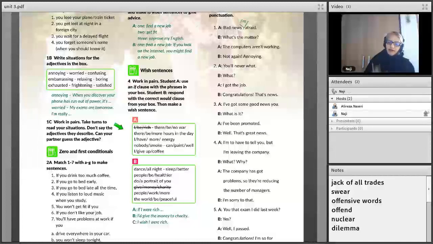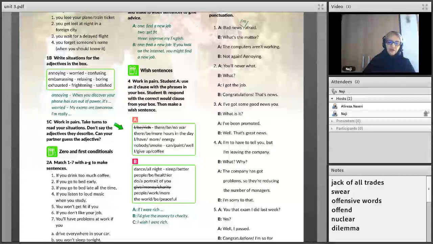I wish I were. About these if clauses, we also use wish sentences. If I was rich, I would give money to charity. I wish I were rich. I wish there were no war. I wish there were more hours. I wish I had more energy. I wish nobody smoked. I wish I gave up coffee. I wish I could paint well. So for each if clause, we make a wish sentence for each one. Okay.